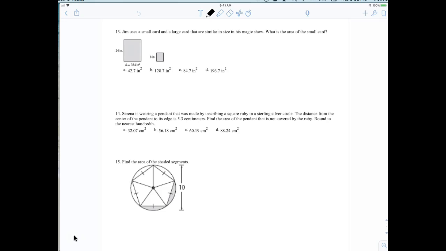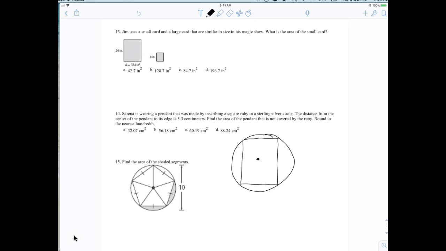Serena's wearing a pendant that was made by inscribing a square ruby into a sterling silver circle. All right. So, if you were looking at it, there's your square. It says the distance from the center of the pendant to its edge is 3.5 centimeters. Yeah. Inscribing a square ruby.